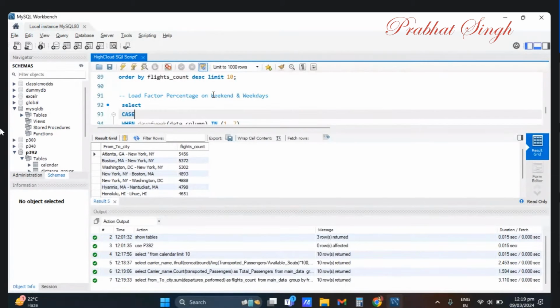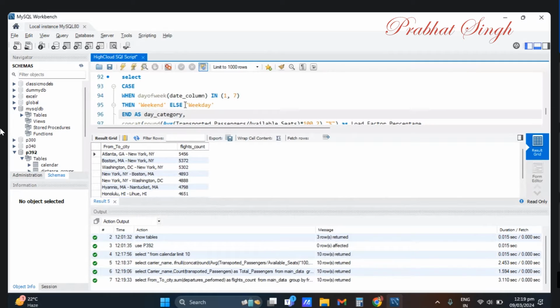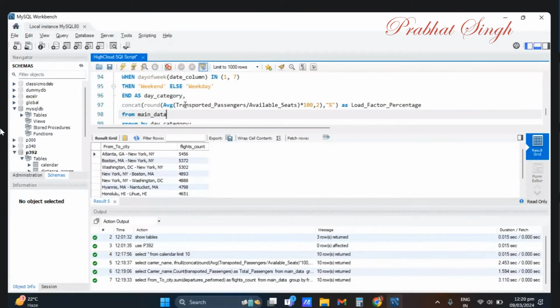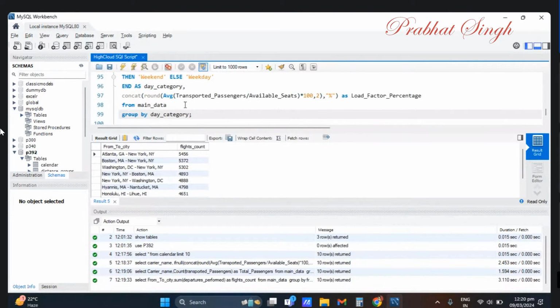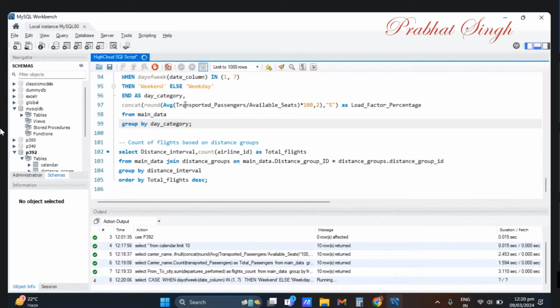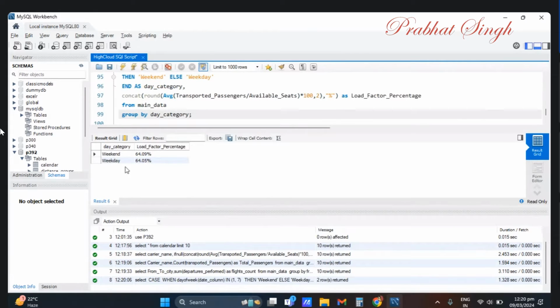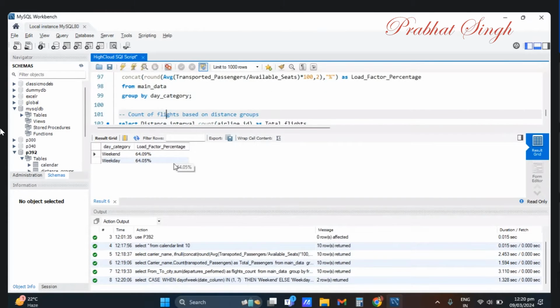And the next KPI is for load factor percentage on weekdays and weekends. So we have used here the case function and the concat function and the transported passengers divided by the available seats. So for the weekend, there is a 64.09% load factor, and for weekdays it is 64.05% load factor.